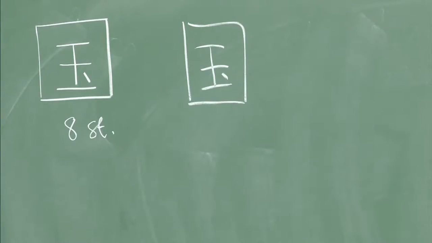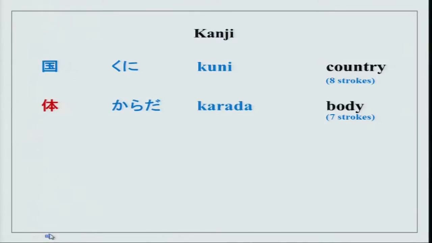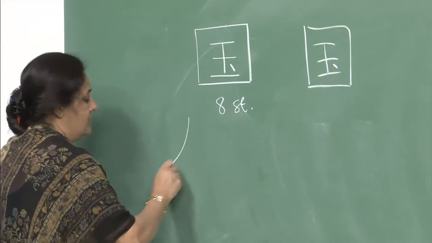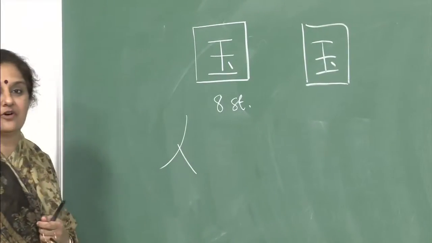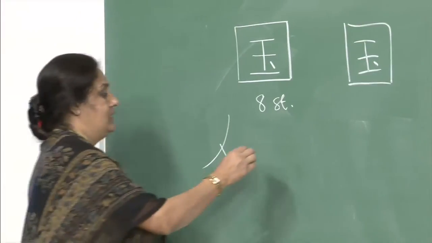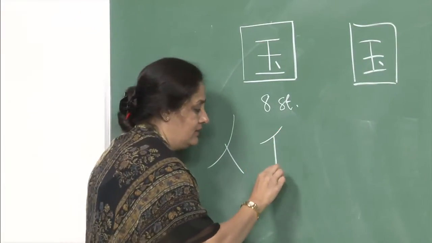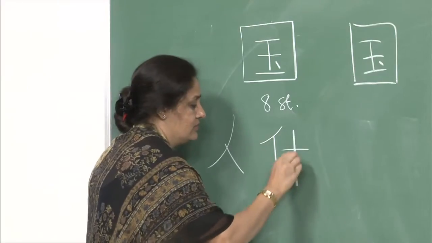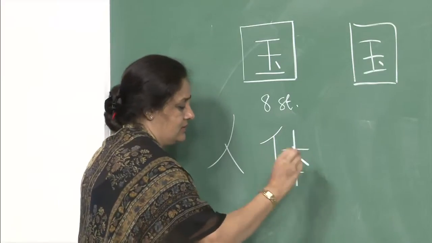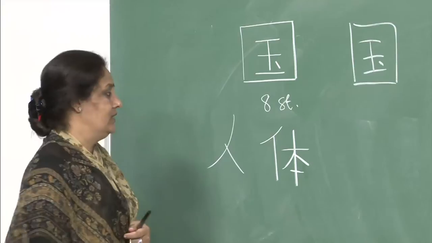Then we have karada. Karada means body, human body. So well, as you know, this is the character for person, hito. So well, 1, 2, karada, okay.